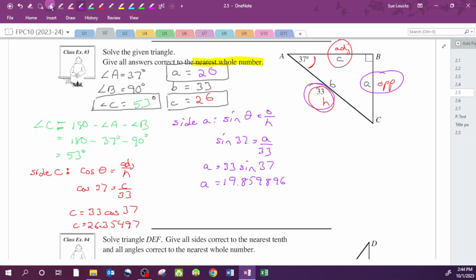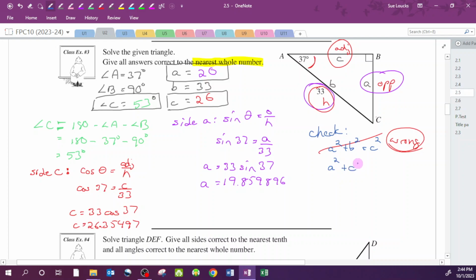Let's do the check in blue. So I'm going to come over here and check. Now, I'm going to use Pythagoras. So that's a squared plus b squared equals c squared. Except it's not. That's wrong. Because remember, Pythagoras is always short side squared plus short side squared equals long side squared. So in this triangle, it's going to be a squared plus c squared equals b squared. So pay attention to that. Don't let yourself get messed up with that.